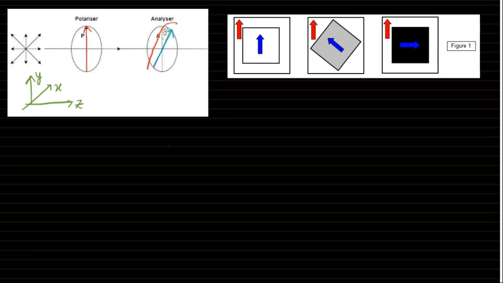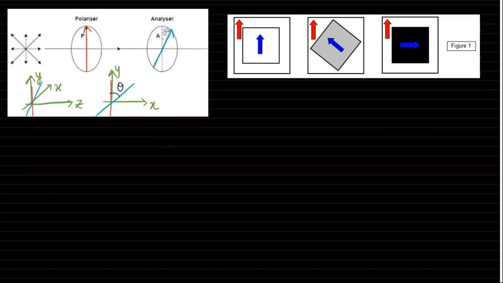The blue axis represents the axis of the analyzer, the direction in which your analyzer is oriented. It is between the x and y direction. So this red one represents the axis of polarizer and the blue one represents the axis of analyzer. If I draw only the xy axis, the red one is the plane of polarizer and this is the plane of analyzer, and the angle between them is known as theta.